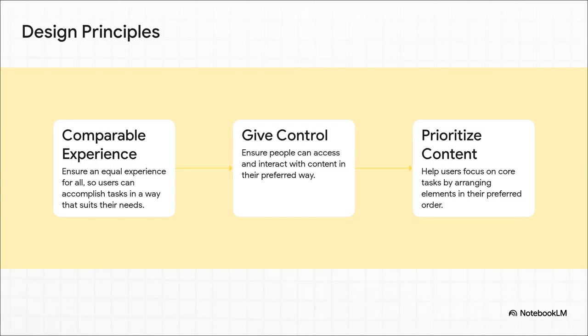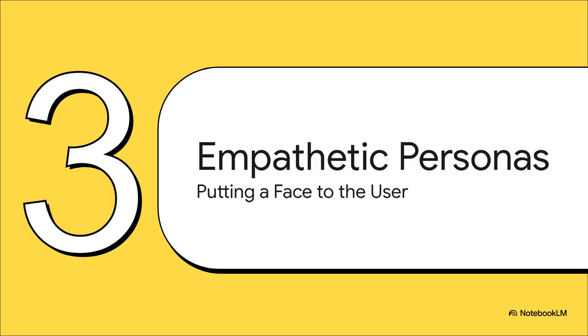This whole idea is guided by some really smart core principles. There are 7 in total, but let's just touch on a couple. Provide comparable experience. That just means everyone should get the same value, even if they get to it in a different way. And give control. This one's huge. It's about letting people use your product on their own terms with whatever methods work best for them.